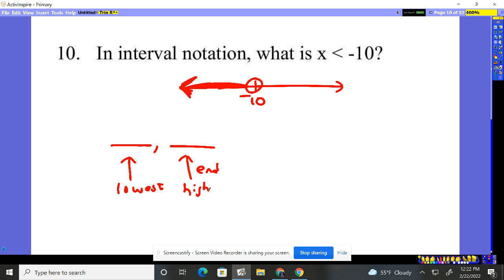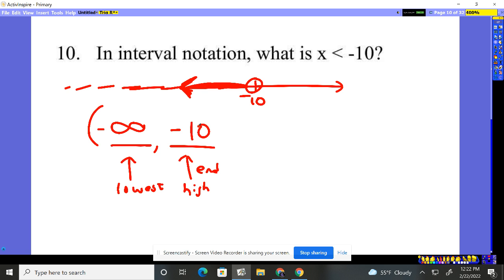Well, we started way down here at the end. Where's the very far end? That's negative infinity. I put a parenthesis there to show it doesn't include it because it's a concept. And then it ends here at negative 10. So the ending is negative 10.